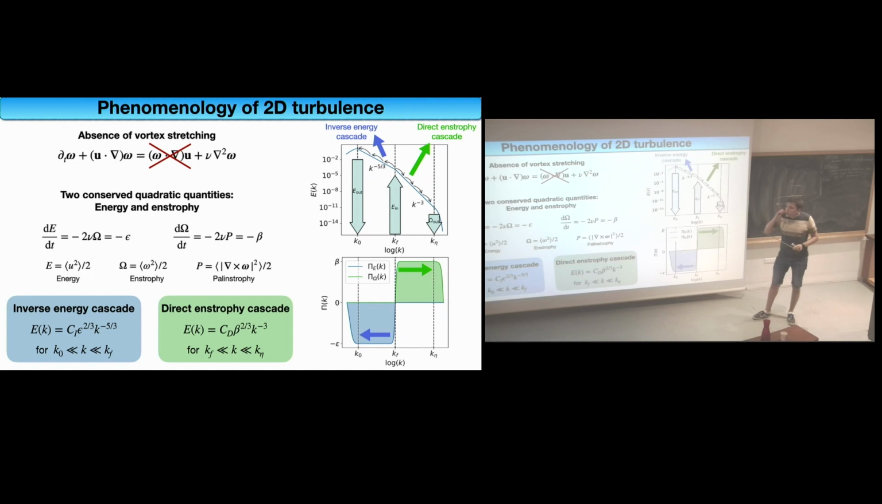So to this, it is possible to associate two cascades to these two conserved quantities. One is an inverse energy cascade that goes as k to the minus 5/3, and the other a direct enstrophy cascade that goes as k to the minus 3. So this is a schematic picture of two-dimensional turbulence. If you inject energy at an intermediate scale, you will have energy transfer towards large scales with the energy flux taking negative values, and the enstrophy will be transferred towards small scales with the enstrophy flux taking positive values.